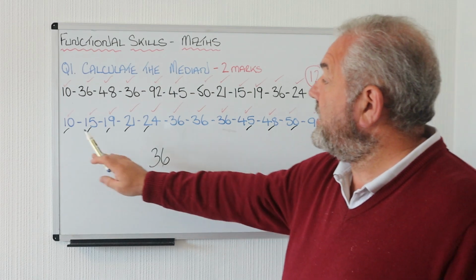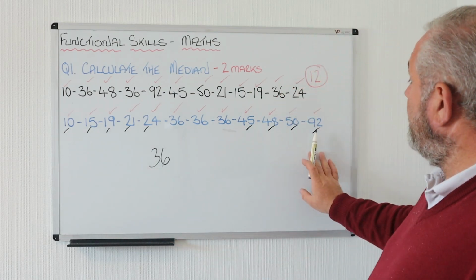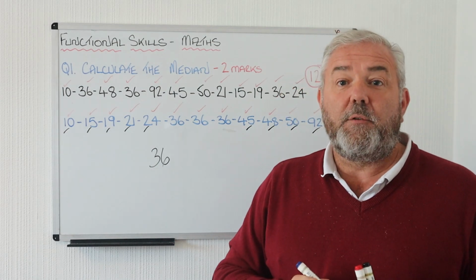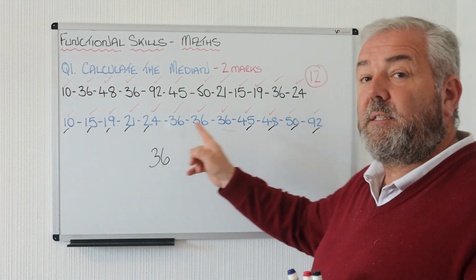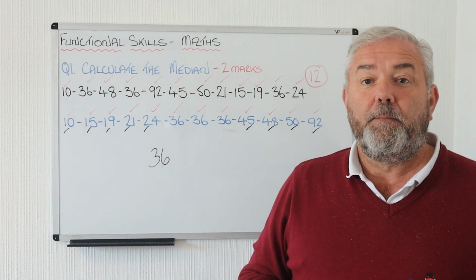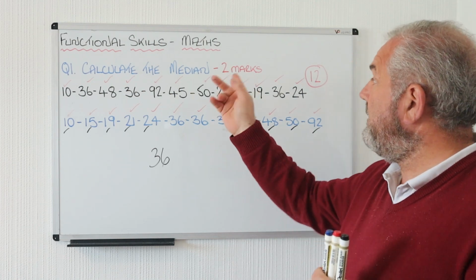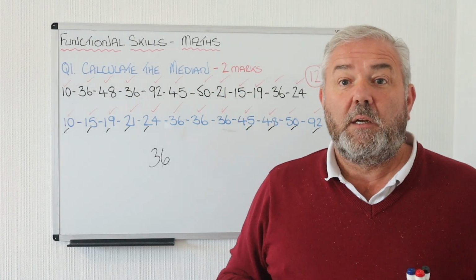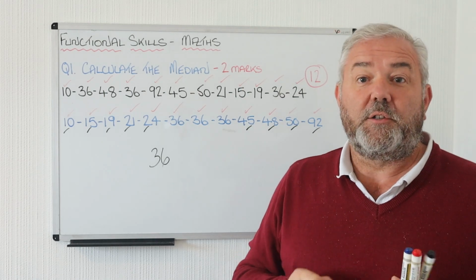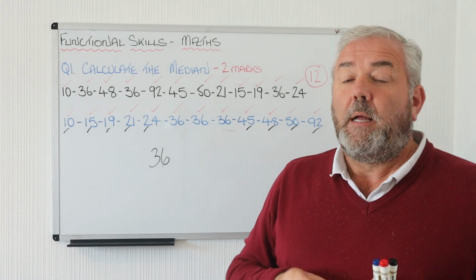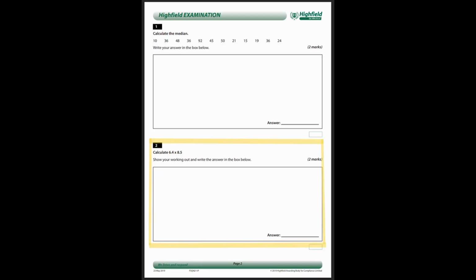The range is the lowest number subtracted from the highest. So 92 subtract 10 gives us 82. So the range of this set of numbers is 82. Now we've gone through not only the median and got our 2 marks, but we've gone through mode, median, mean and range. Hope that helps. Let's move on to question 2.